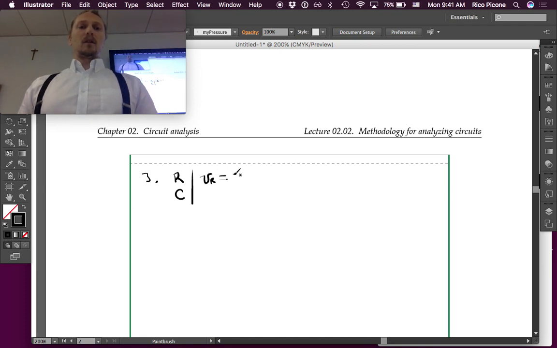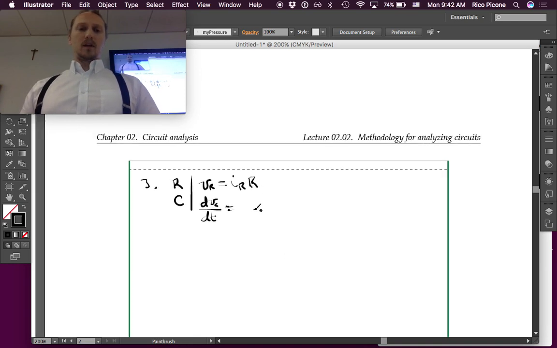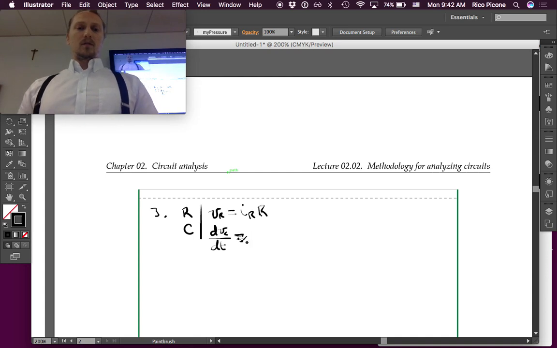Yeah, it's just Ohm's law, right? Okay. And how about for the capacitor? I drew it on the other page, right? Yeah. dVc/dt equals, I don't know why the pen doesn't work as well as it should, equals 1 over C times IC, right?